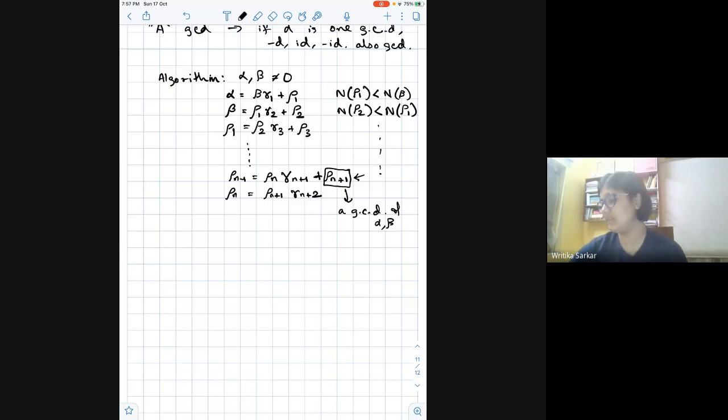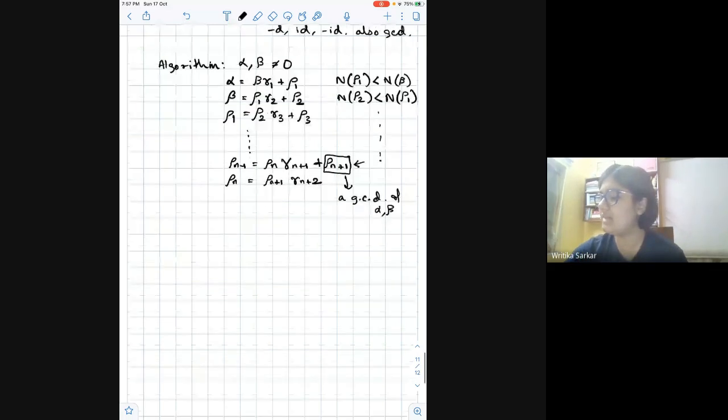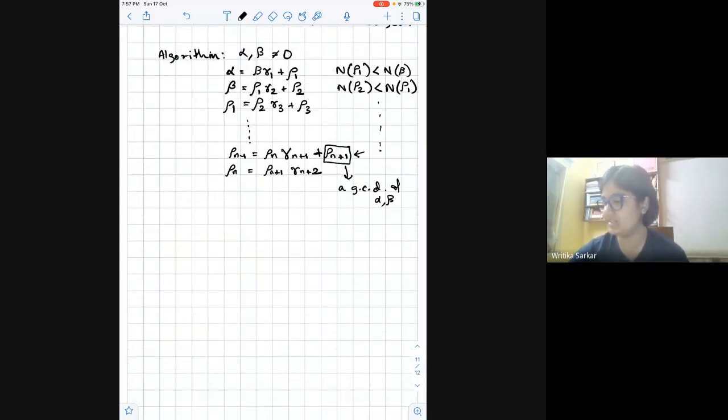I'm not going to prove this. It's almost intuitively clear, so I'll leave it as an exercise. Basically, it's not even an exercise. So the claim is that this is one of the greatest common divisors of alpha and beta. This is basically Euclid's division algorithm. It's absolutely similar to your integer case.